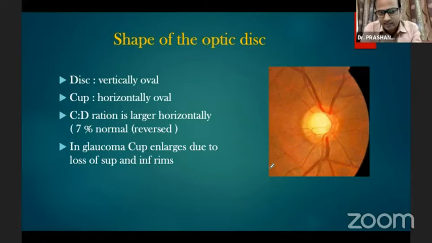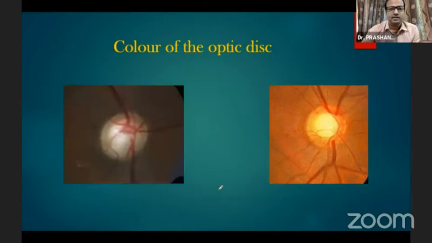So after studying the size of the disc, next is the shape of the disc. The disc is normally vertically oval, and the cup is horizontally oval. If the cup becomes vertically oval, that means there is loss of neuroretinal rim over here and here. Generally in glaucoma, the first areas to be affected are the superior and inferior neuroretinal rim, so the cup becomes vertical. So enlargement of the cup as well as the shape of the cup is very suspicious of glaucoma and other diseases.